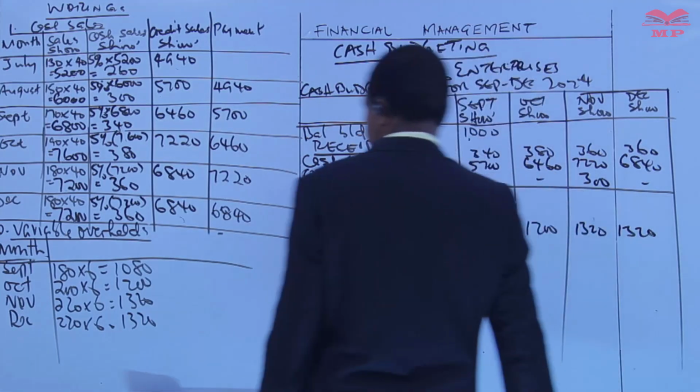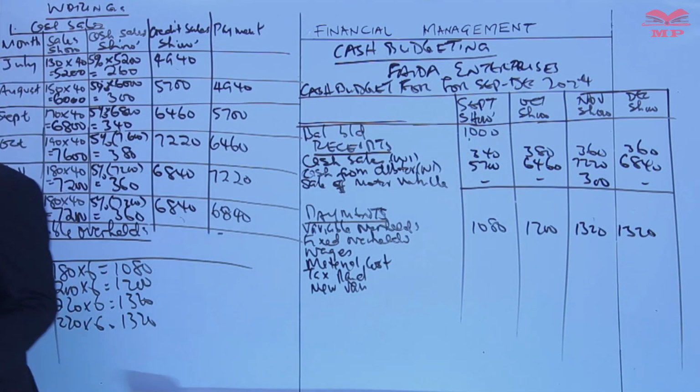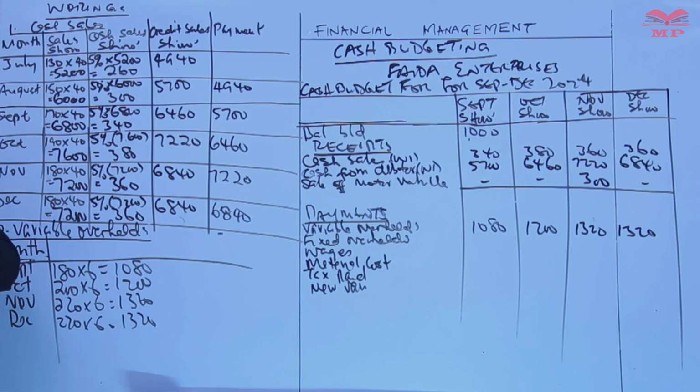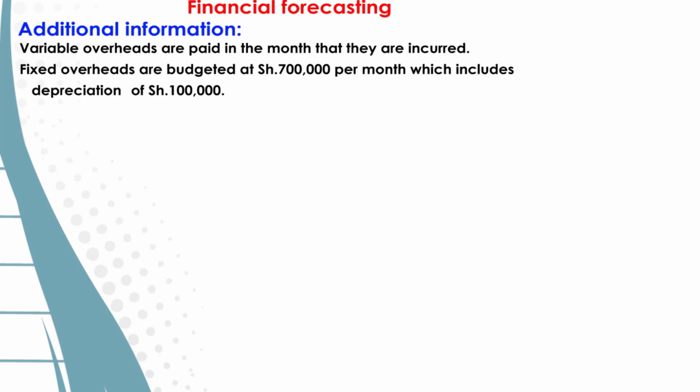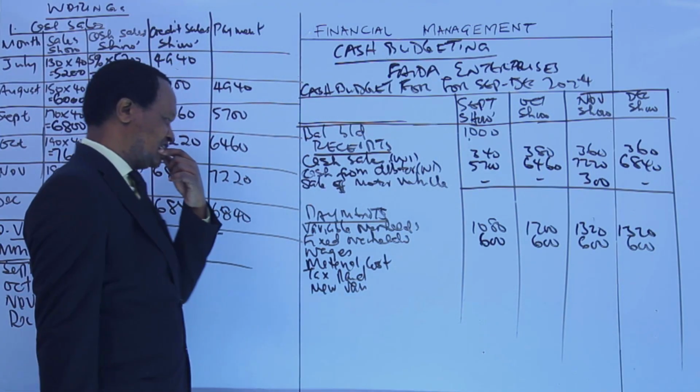Fixed overheads, we check the information given. We read fixed overheads are budgeted at 700,000 per month, which includes 100,000. So we have to deduct the 100,000 from the 700,000 because the 100,000 depreciation is not a cash item. So the fixed overheads is just 600 for each month. It's fixed, constant, 600. We deduct the depreciation because depreciation is a non-cash item.